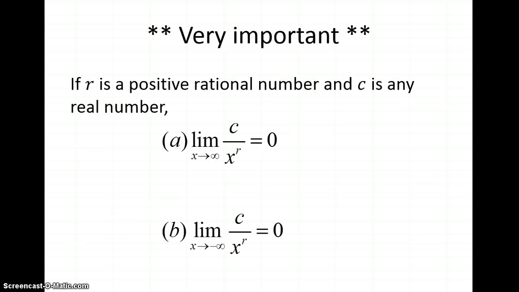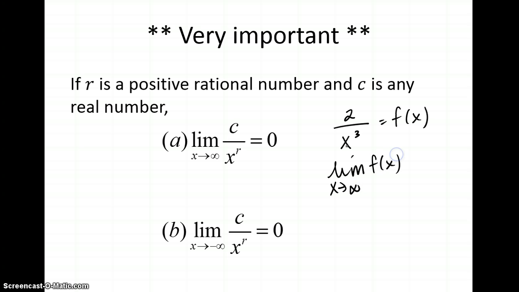Okay, we'll use this early and often. If r is a positive rational number, and c is any real number, then the limit as x approaches infinity of c over x to the r is 0, and the limit as x approaches negative infinity is 0. Now let's see what this looks like. I have any real number, and I'll say dividing by x cubed. Think about this.